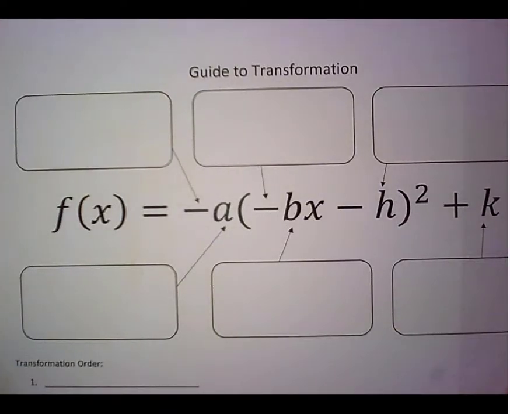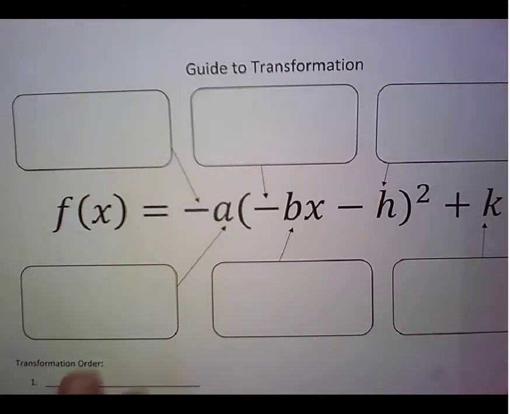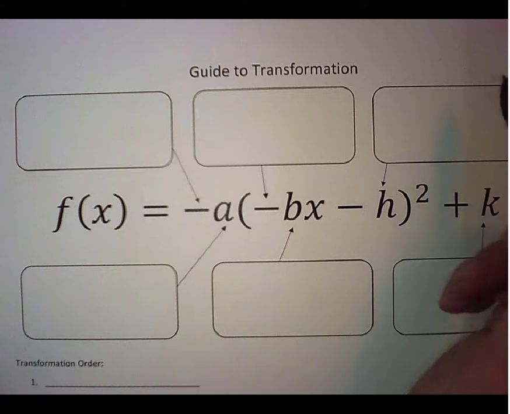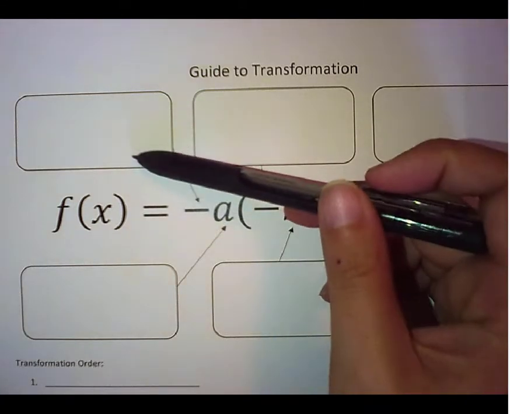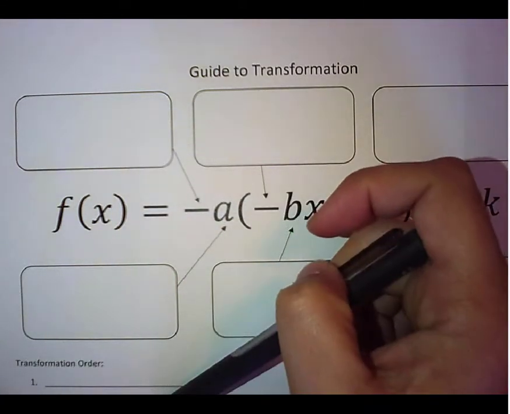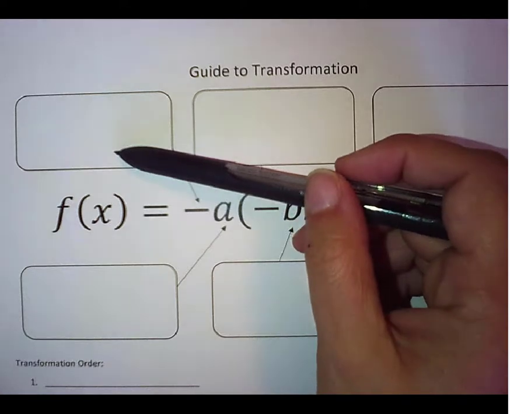Okay, so this is just a quick guide, a way for you to have some notes handy when you're doing your transformation so you know what everything stands for. We're going to start up here at the top box. We're also going to talk about the order that you need to do your transformations, but for right now we're just going to talk about what every piece means.